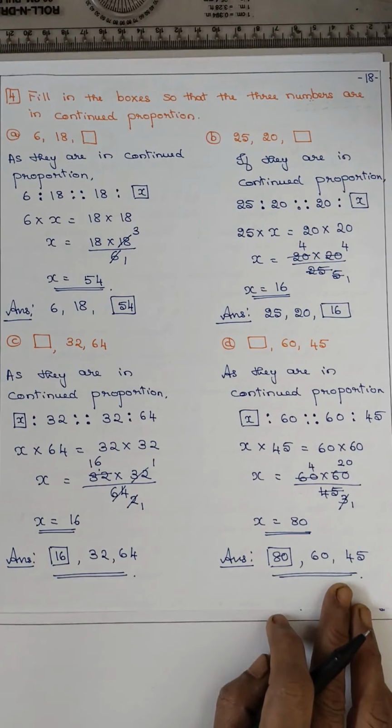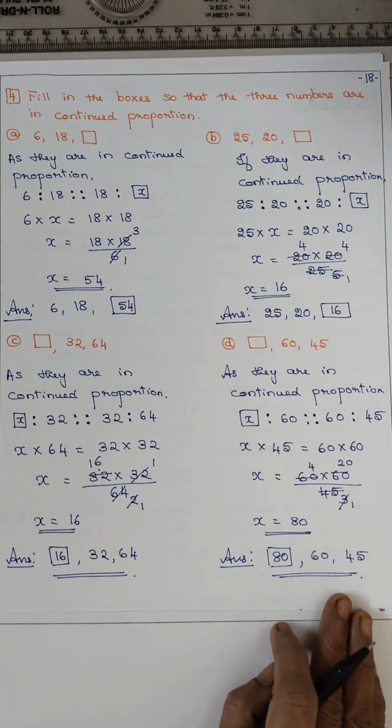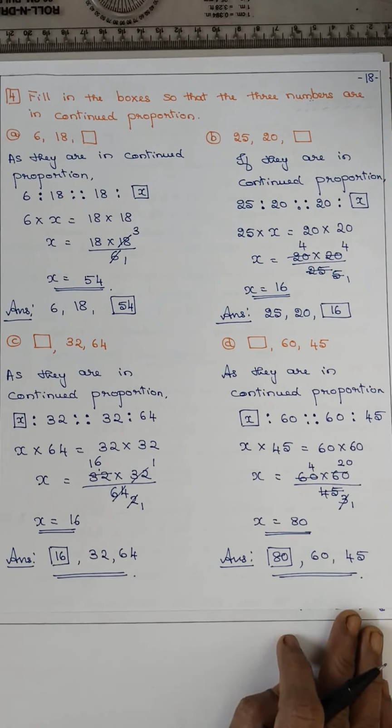So in the questions third and fourth, it is about continued proportion. Hope you are confident with both the sums, third and fourth. Third, whether they are in continued proportion. Fourth, find out the value in the box.